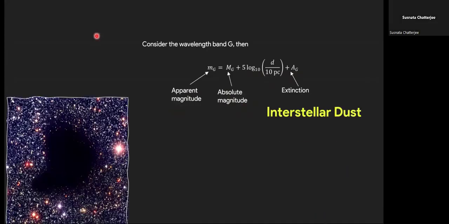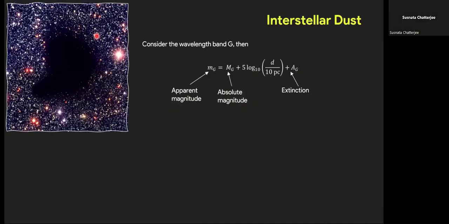So, what is extinction? Extinction is caused by the interstellar dust. Space is not empty; it's filthy. It is filled with rarefied but very filthy gas. If this were compressed to the density of air in the room where I am speaking, then I wouldn't be visible to someone standing 2 meters away.